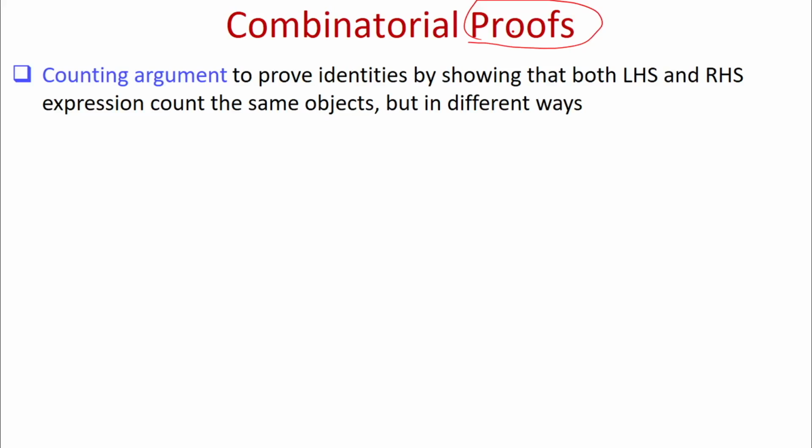But to do that, we use the counting argument, and we prove that the expression on the left hand side and the expression on the right hand side count the same number of objects, but in different ways. But nowhere in the proof do we actually expand our expressions on the left hand side or right hand side and show by simplification that left hand side is the same as right hand side. We do not do that. That's not the goal of a combinatorial proof.